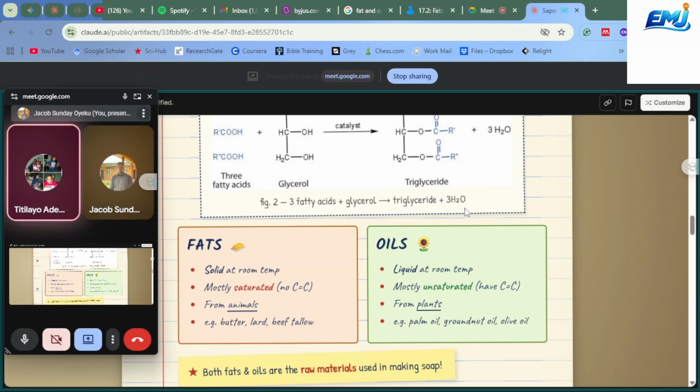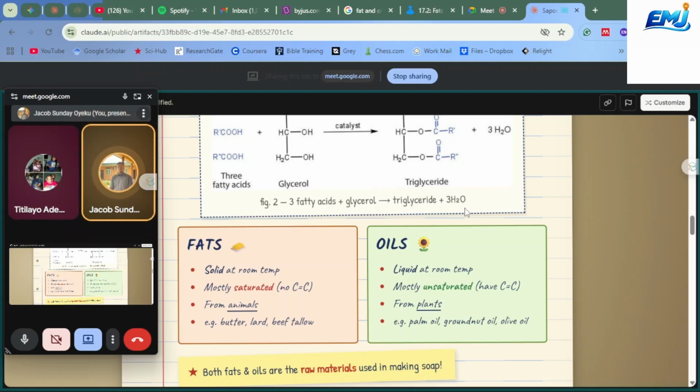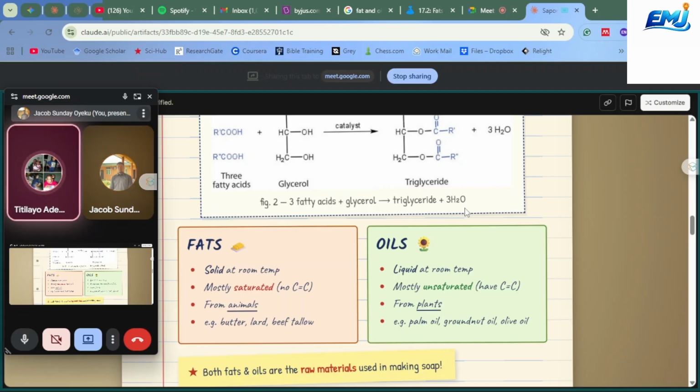That is why when you take butter and you also perform a chemical reaction that is going to add more double bonds, it will turn back to oil.